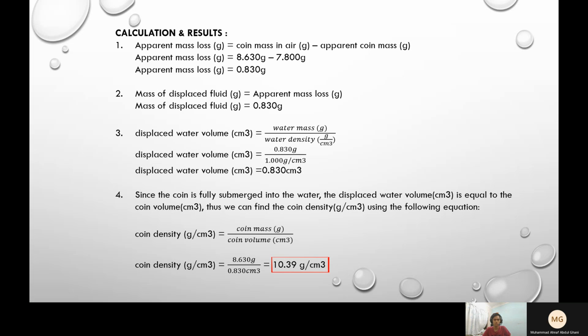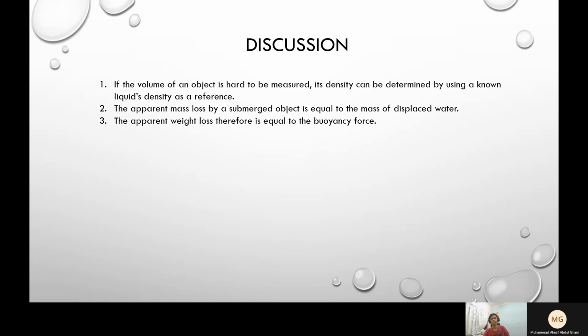Density is equal to mass over volume. We know earlier that the mass of the coin in air is 8.63 grams, so we divide it by the 0.83 cubic centimeters that we got just now. For the final answer, we get 10.39 grams per cubic centimeter as the coin density.